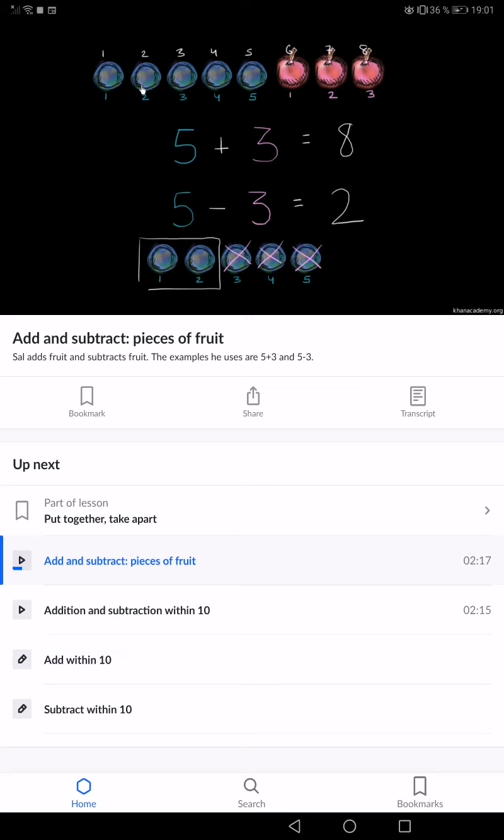So if someone says, hey, I have 5 blueberries and I have 3 more cherries, how many pieces of fruit? Well, now I'm going to be adding. But if someone says I have 5 blueberries and then I ate 3 of them, how many do I have left? Well, then you have 2 left.